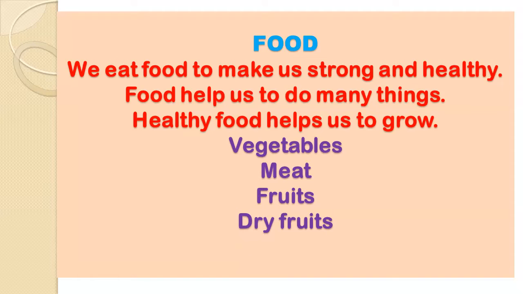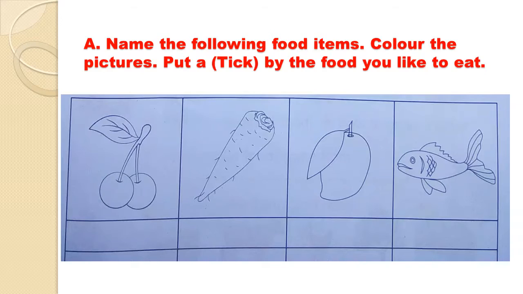Okay, now move on to page number 19. Here you have given question A, and the question is, name the following food items, color the pictures, put a tick by the food you like to eat. Okay, here you can look, some food. Again read the question. The question is name the following food items.